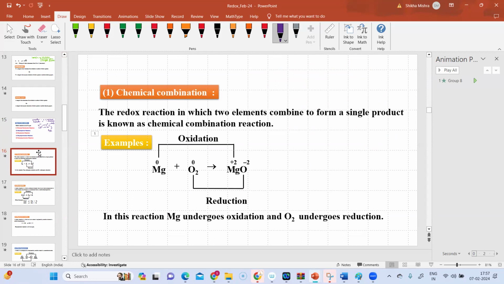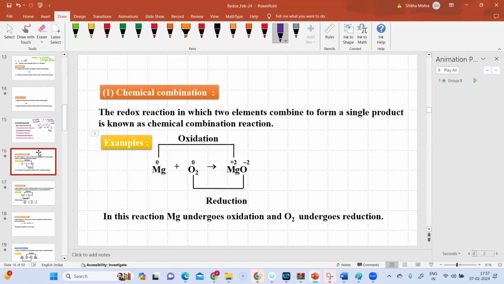So when two elements, this is pretty simple. When two elements are adding up or combining, and their oxidation numbers are also changing, right? One is being oxidized, another being reduced. As you can see on my screen, the oxidation number of magnesium is changing from 0 to +2. That is an increase in oxidation number.